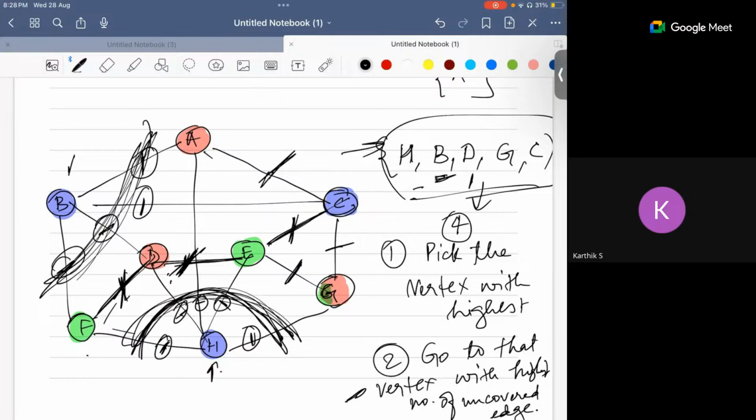Understood? Got it? Everybody got it? Yes, sir.